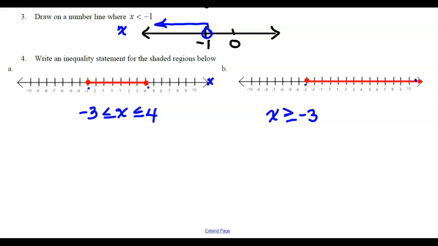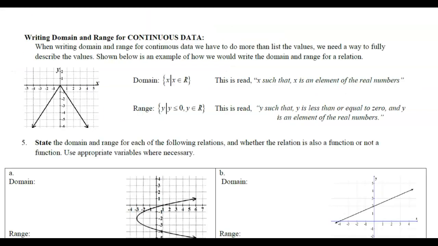So turn over the page. And now we're getting into actually writing domain and range for continuous data. When writing domain and range for continuous data, we have to do more than list the values. Basically, you cannot list all the values.